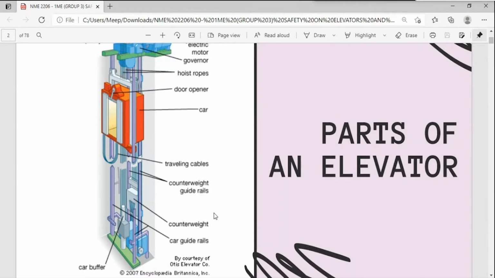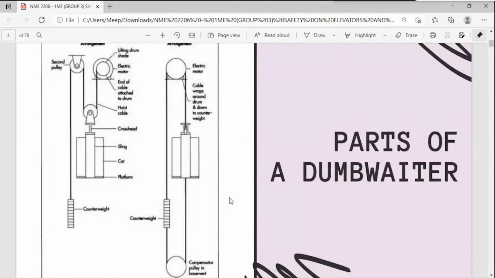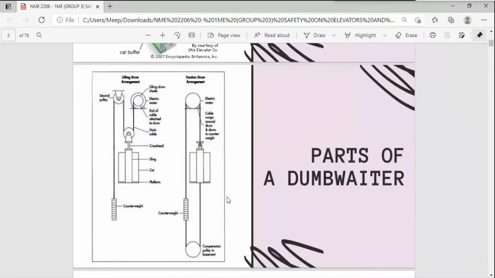Next is the parts of the dumbwaiters. Parts of dumbwaiters. Medyo pareho lang siya dun sa elevator. Meron lang mga bagay na minodify ng konti para mag-fit sa purpose ng dumbwaiter.